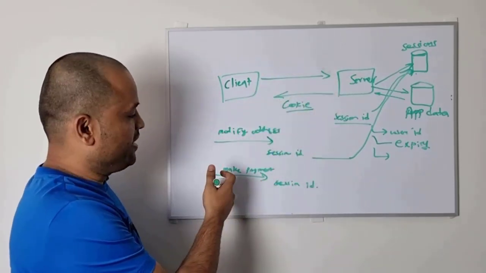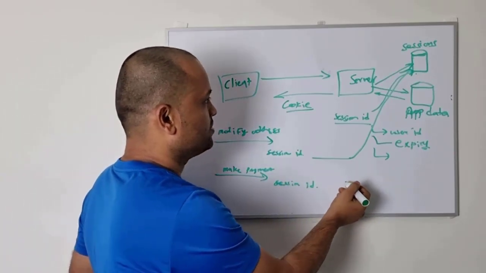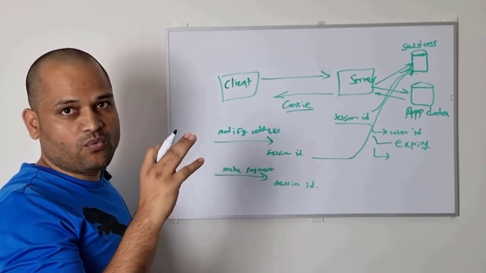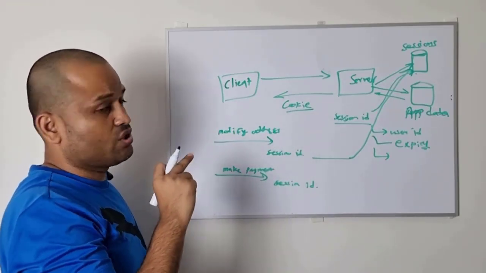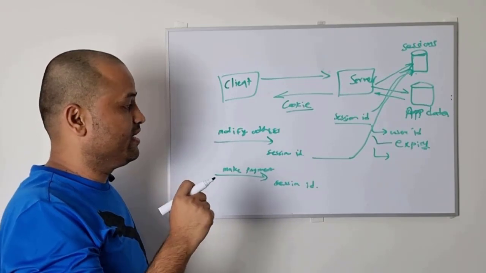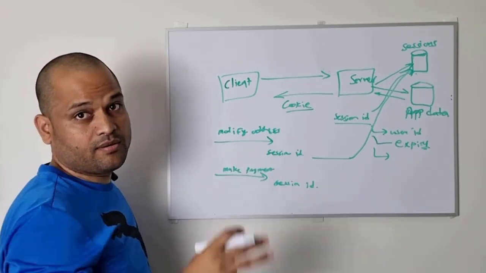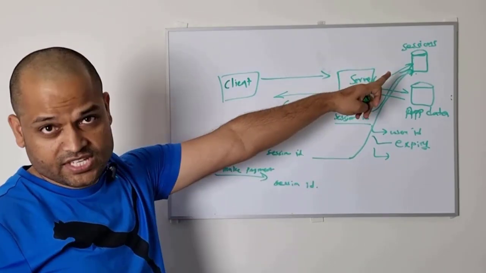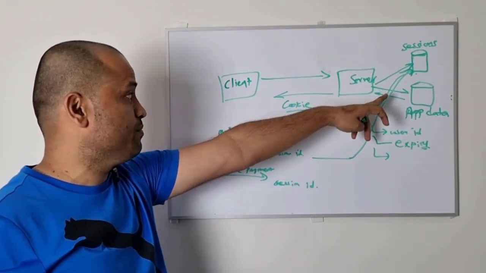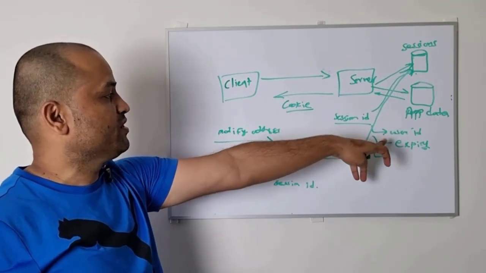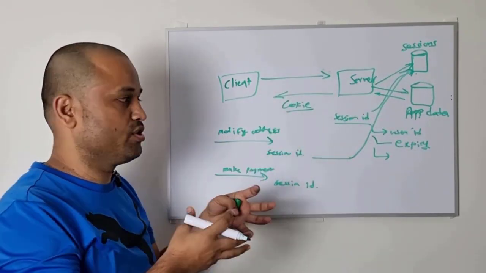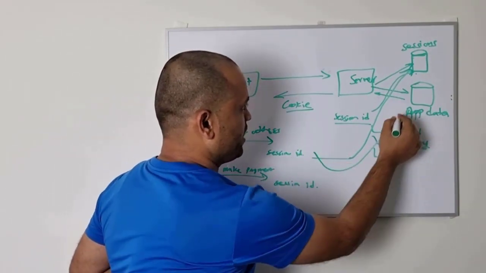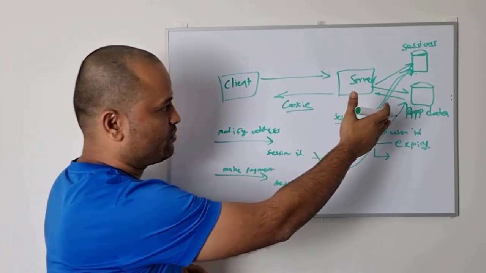Then again for making the payment, again the session ID it has got, it goes to that sessions table, and looks up whether that session ID is there or not. Once it gets that session ID, it knows what is the user ID linked to that session ID, and then it will process that request according to that information. So as you can see, every time it has to go there in the session database, look up that session ID, and then based upon that it will grab the session information associated with that session. And obviously to modify the address, it has to go and save that information in this particular app database as well.